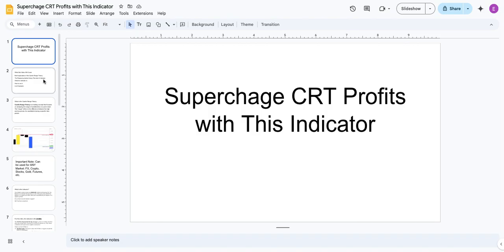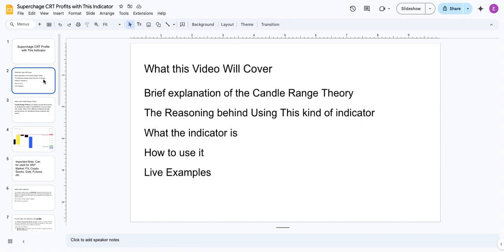Let's not waste time. Let's get started. So what this video is going to cover is a brief explanation of the candle range theory. If you don't know what it is, I will give a very brief explanation. If you do know what it is, great. We won't spend a lot of time on that. The reason why we want to use this kind of indicator, I'm not big on indicators, but there are some that can be very helpful to us. I'm also going to show you what the indicator is, how to put it on your chart, how to use it, and then give a few live examples, and that'll be that.